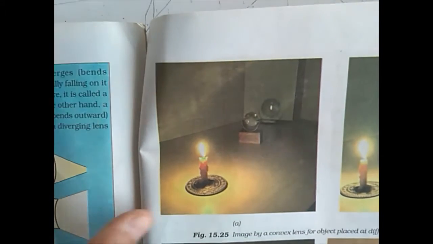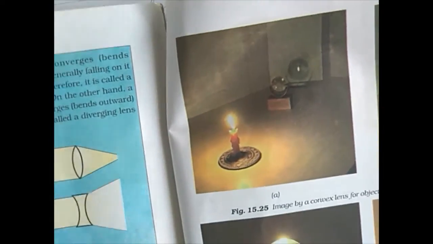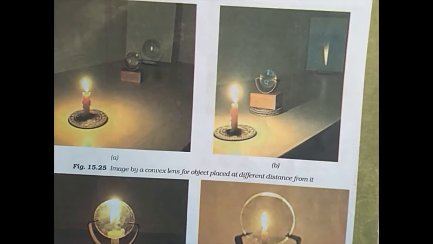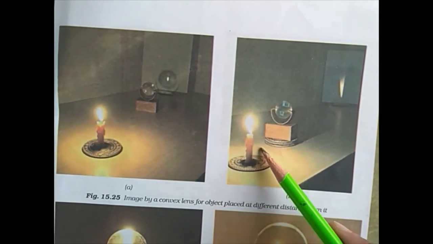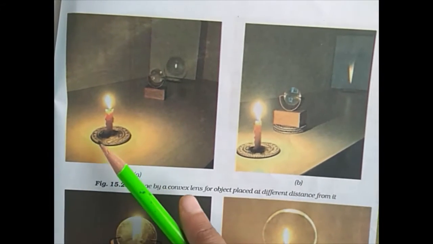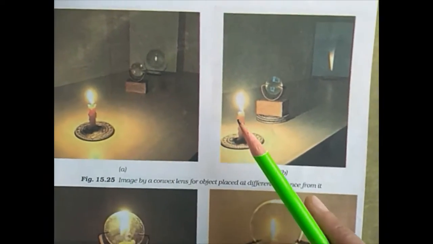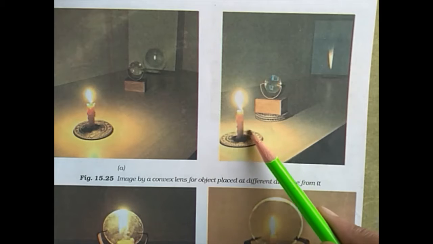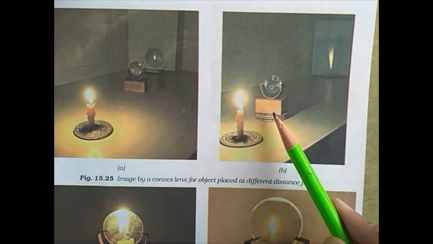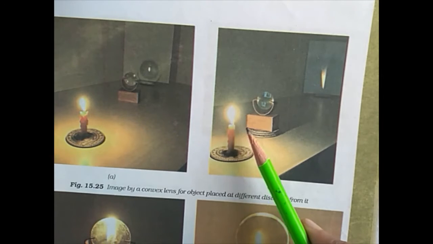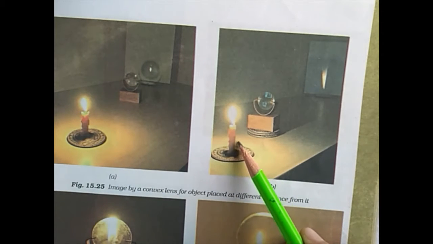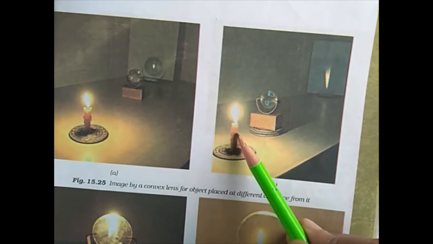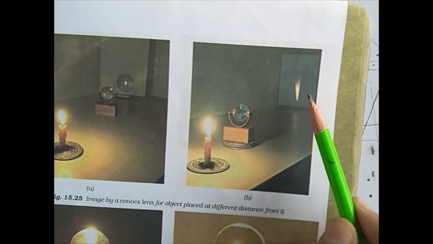Okay. And the second case we will discuss now. In the second case, the object is moved towards the lens. Here the object is far from the lens, but now in the second case we moved the object slightly nearer to the lens. So how will we get the image now? It is nearer than that object, nearer to the lens.